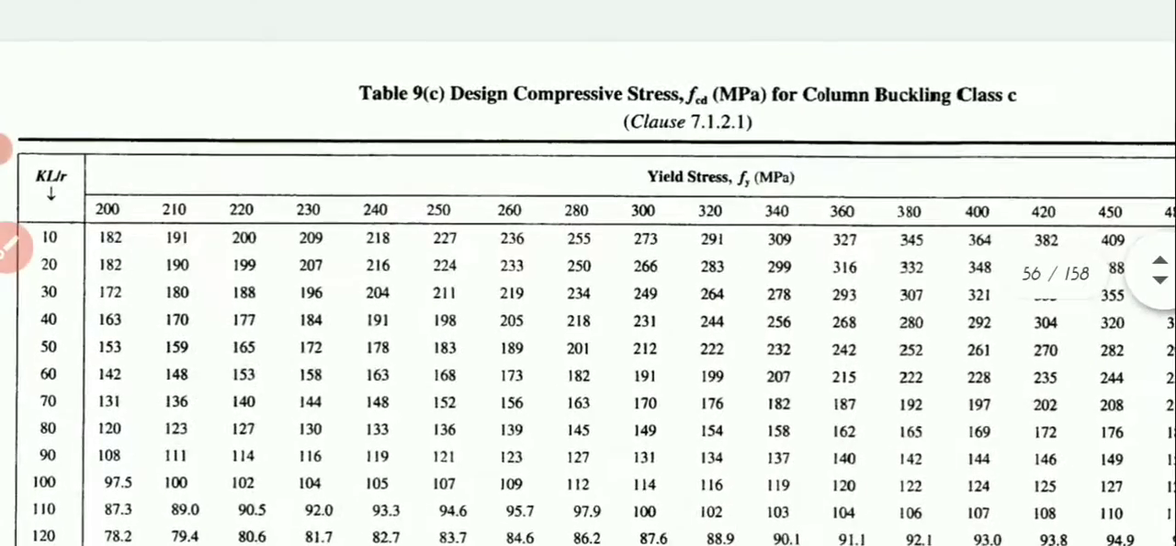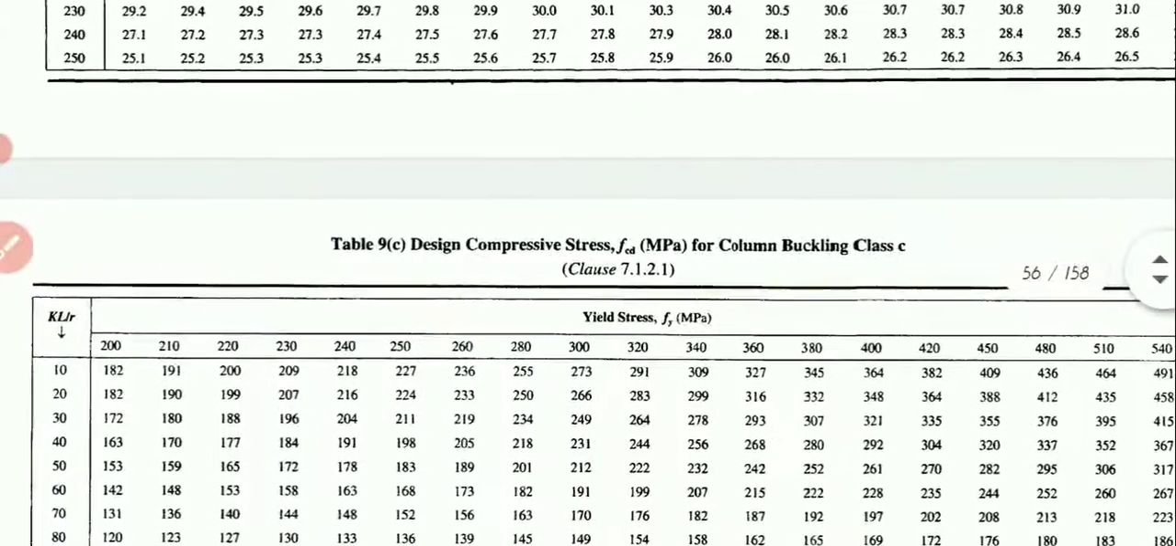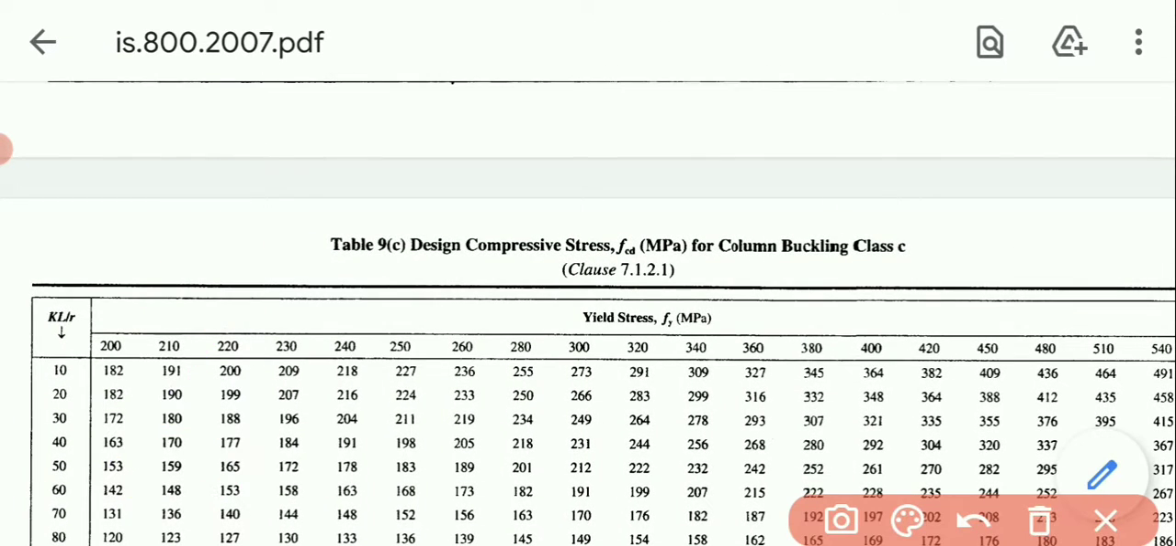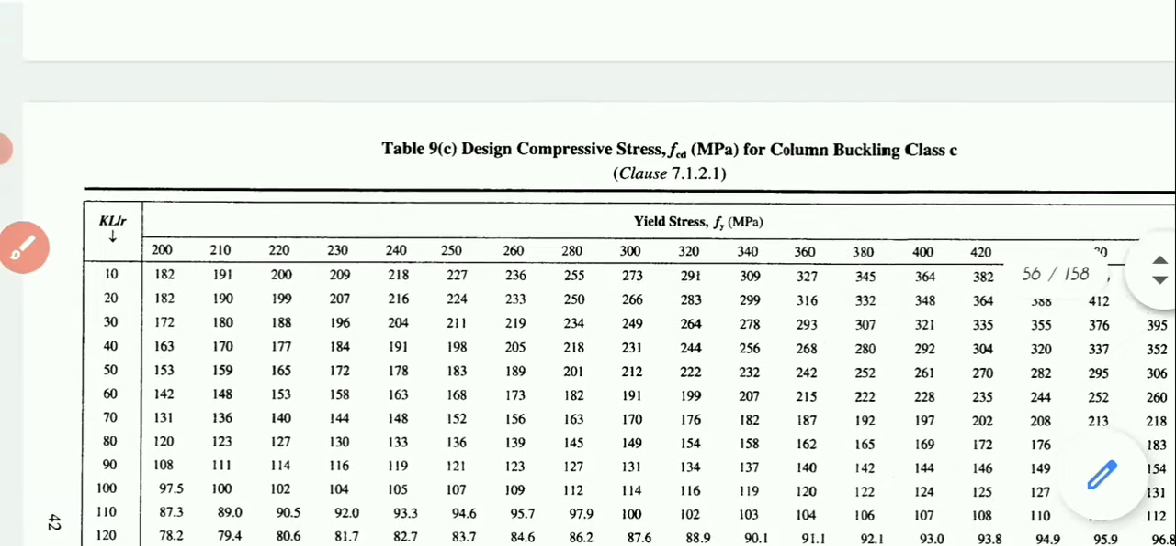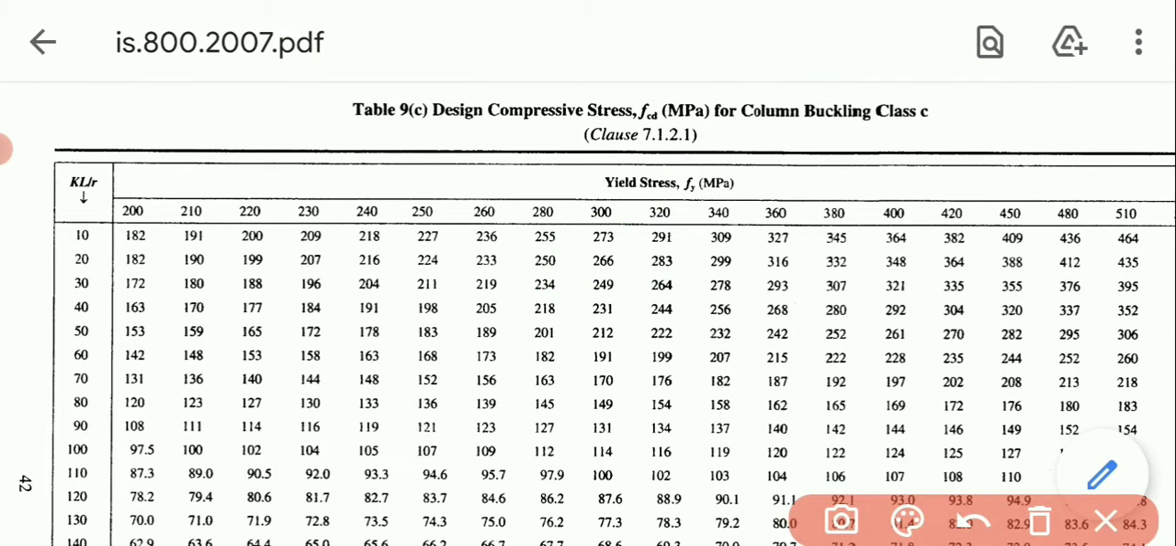Okay, over here you can see table number 9c for the buckling class C. FCD, you can see over here. Now 121.5 means it is the interpolation between 120 and 130. Fy is 250. This one is the KL by RY ratio.